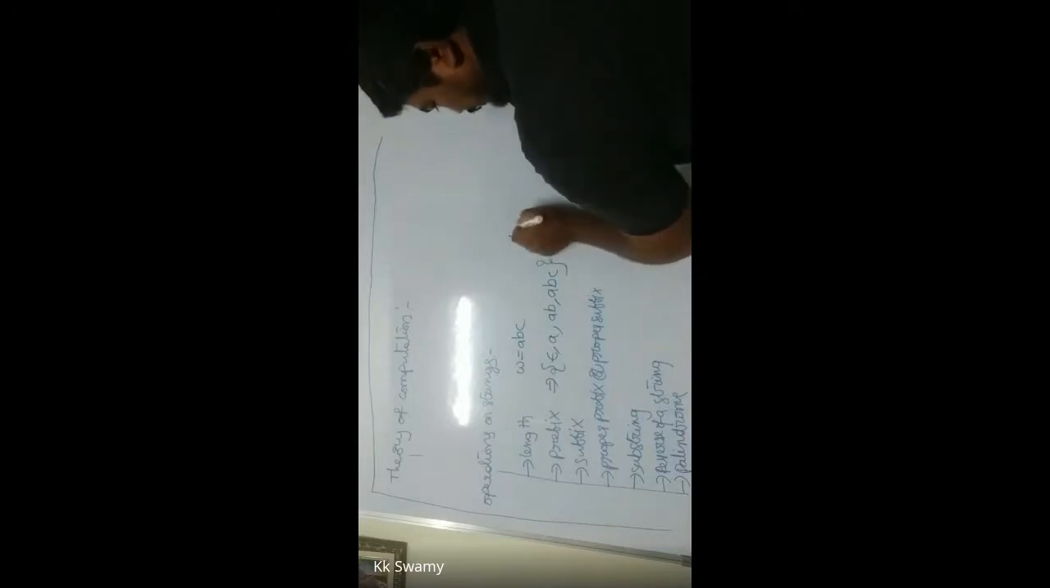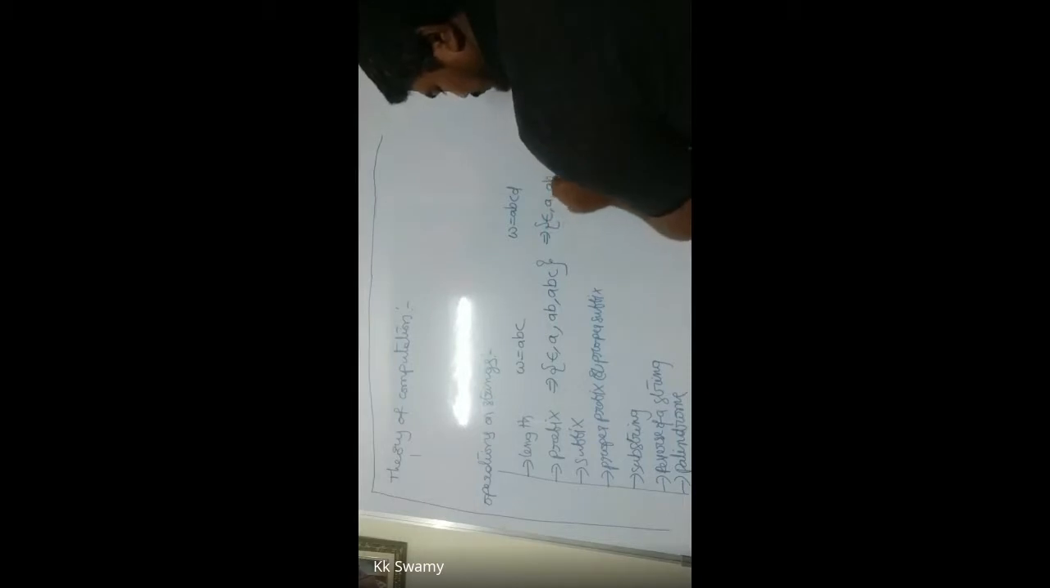Suppose W equals ABCD. So what are the prefixes? Epsilon, A, AB, ABC, and ABCD.